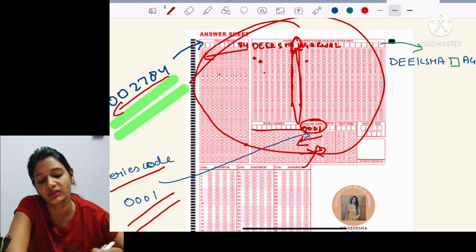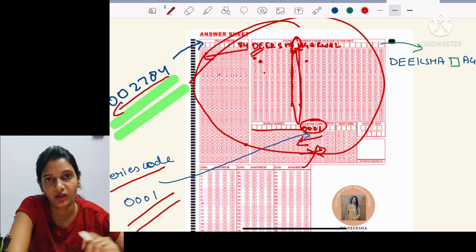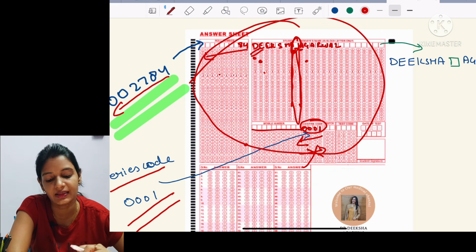If any error is found, suppose you have D here but you have not marked D here, you have marked E, then your name is not going to match, and you are out of the game. So please make sure that you fill these credentials properly. For that you have to reach the center early.